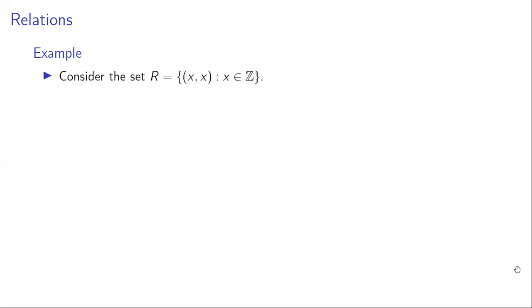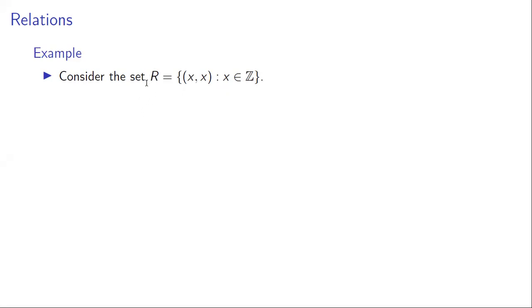Here's another example of a relation. The two previous examples were dealing with relations on small finite sets. But we can also have a relation on infinite sets. In fact, it's very common to talk about relations on infinite sets. So Z is an infinite set. Now we can talk about the following relation R.